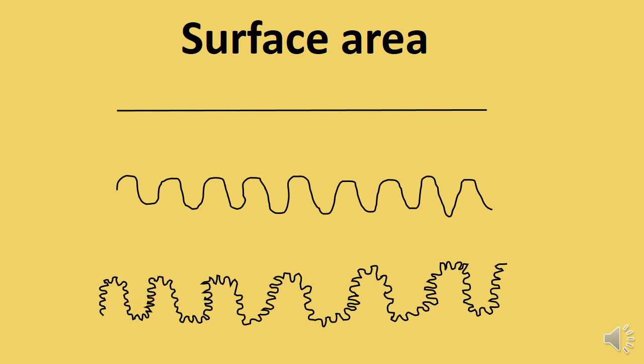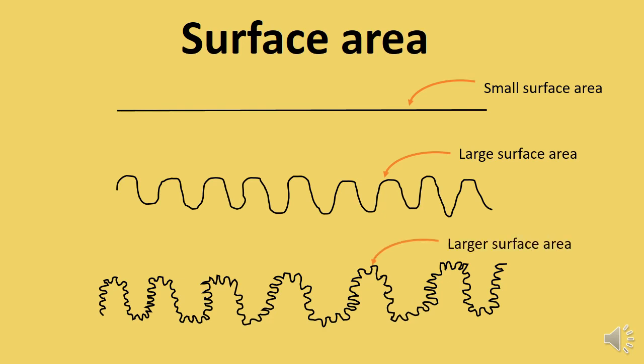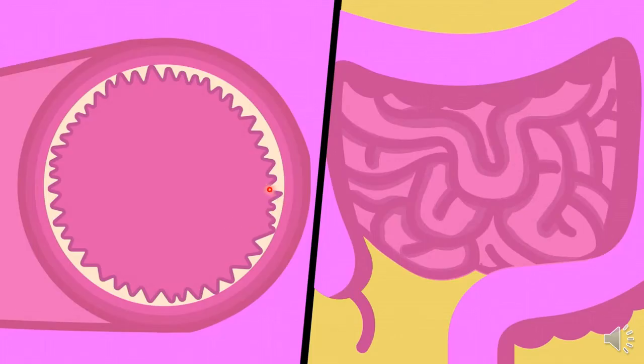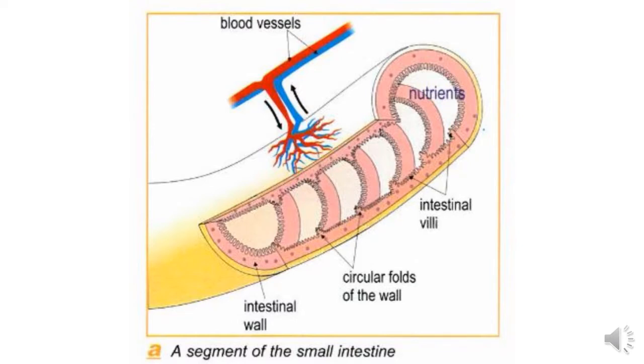So this is the surface area. There is more area on the surface when we make more folds. So this one has a small surface area, while this one has a large surface area, while this one has an even larger surface area. This actually contributes to the absorption, and that's how our intestine is made. So these ridges actually really help. This is a real photo of the intestine. So as you can see, this is the intestinal wall.